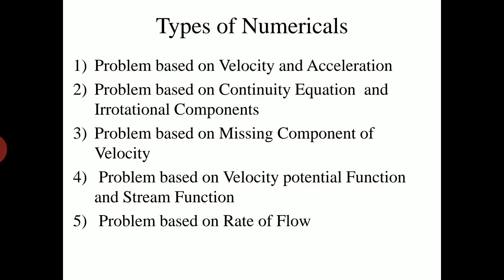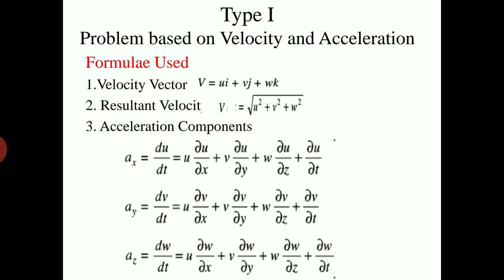The next type of numericals are based on the missing component of velocity. The next type are based on the velocity potential function and stream function. And finally, the numericals based on the rate of flow. So the first type of numericals are based on velocity and acceleration. These are the various formulas used.